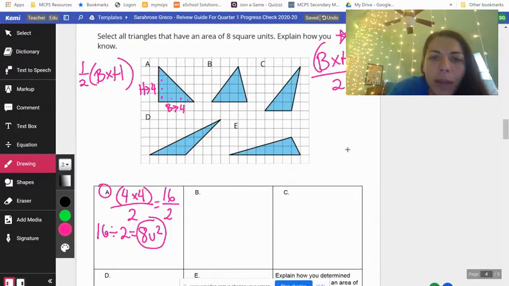Let's go to B. What's my base? Actually, I'm going to label my base. That's going to be my base for C. That's going to be my base for D. And I'm going to make that side my base for E.